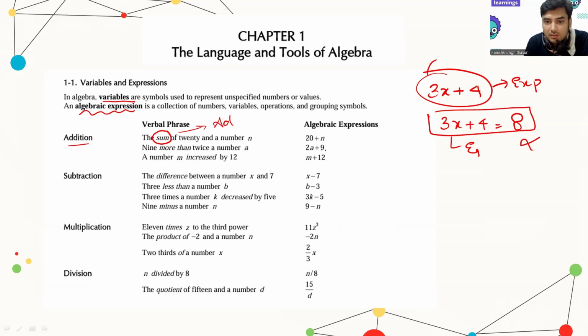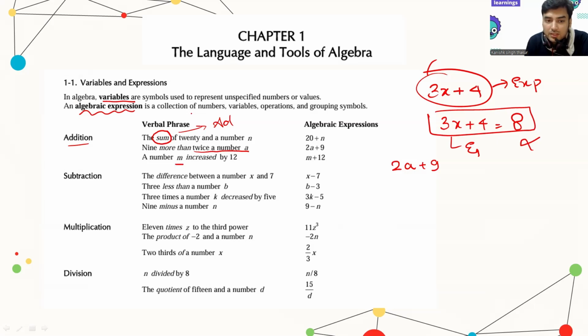"9 more than twice a number" means, twice a number is what? You have a, you twice it, so it became 2a. Then "9 more" means you have to add it. More means I'm going to the right-hand side of the number line. "A number m increased by 12," right? So for the same thing, addition, you can use sum, more, or increased.